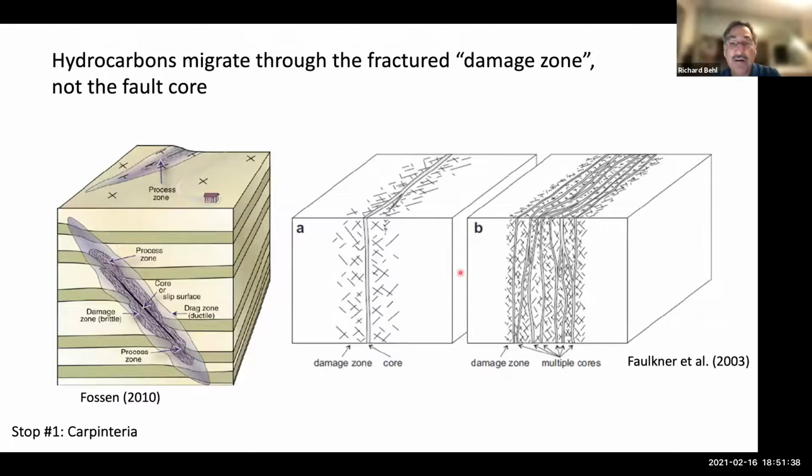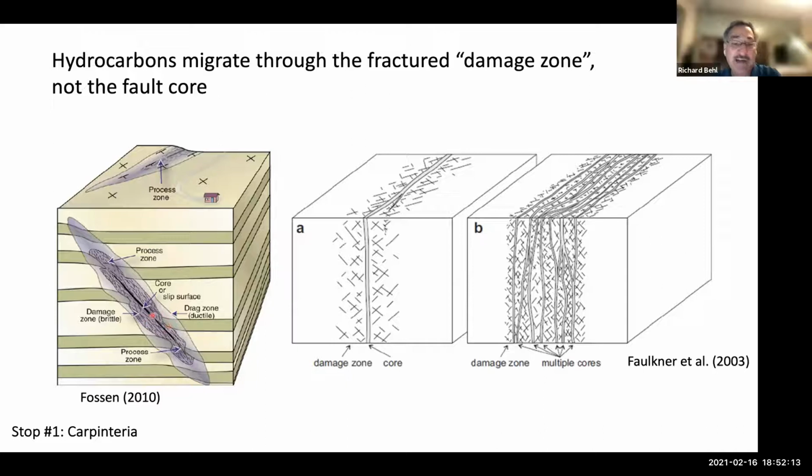So faults are really important in petroleum geology. They often serve as seals where they offset permeable strata and juxtapose them against impermeable strata, like sandstones against shales or mudstones. And they also are impermeable because the more that they have slipped, the more cataclasis there is right in their fault core, and also often diagenesis there as well, and they become very, very tight and impermeable.